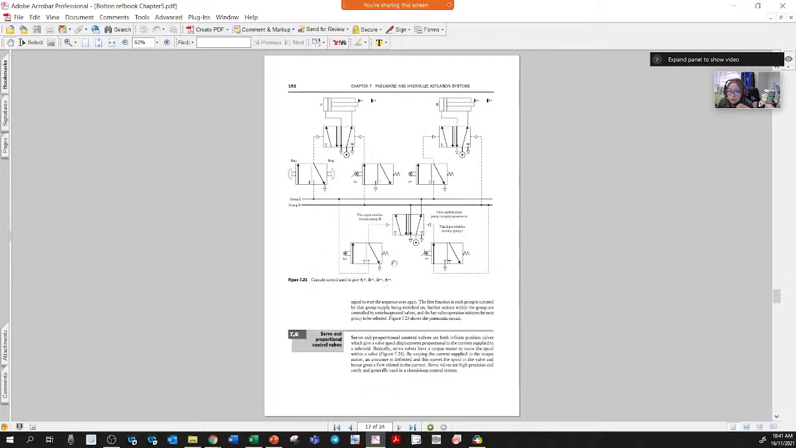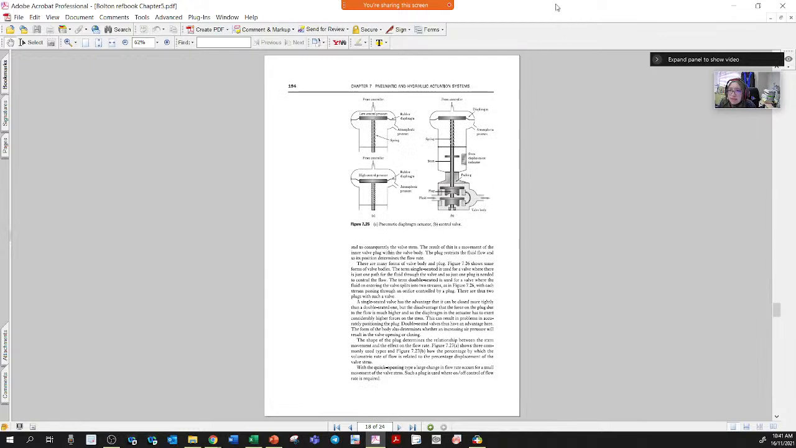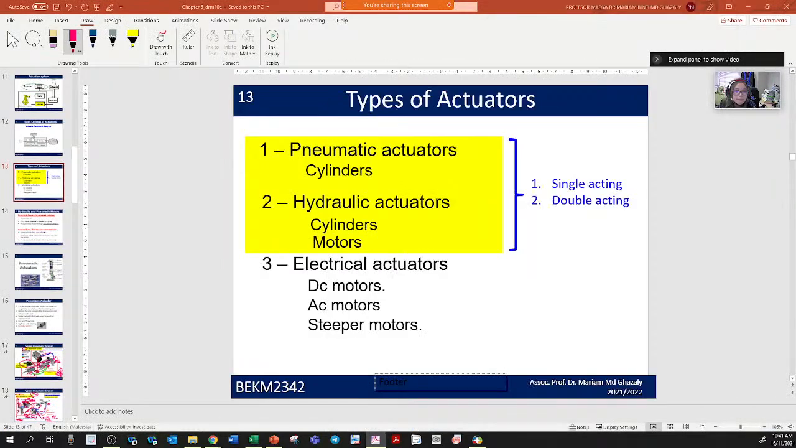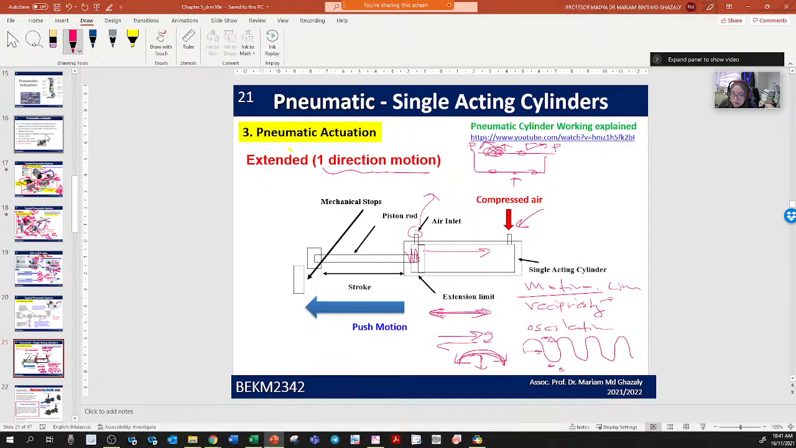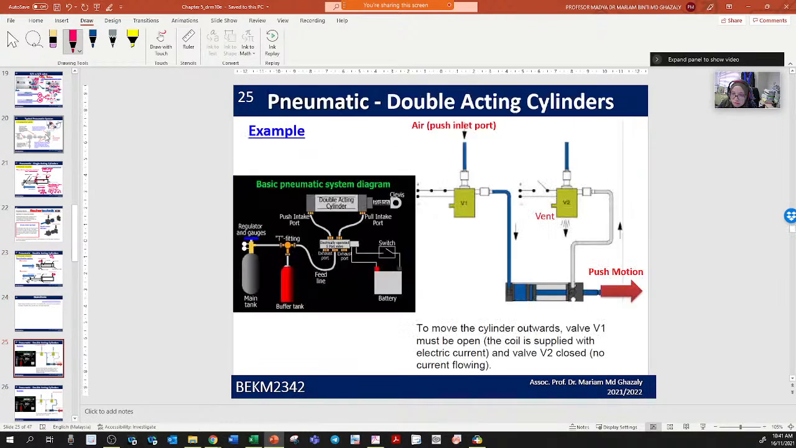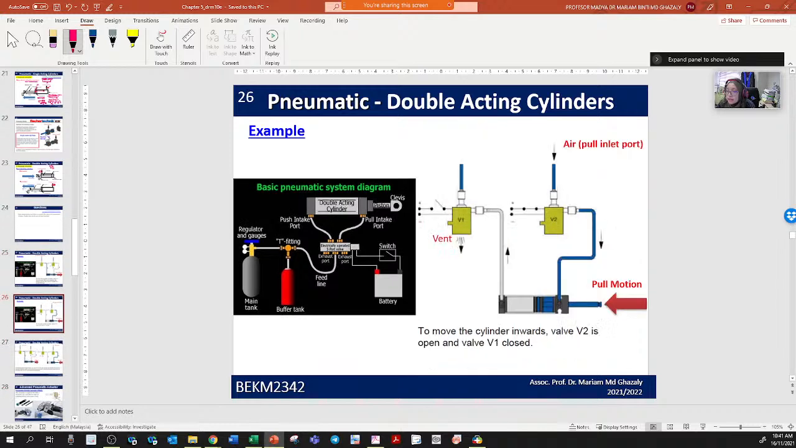Okay, so you can go through the explanation. Basically, I have explained it in the slide. Okay, next, this one is already explained. Pneumatic double acting actuator, already explained this. Skip that.